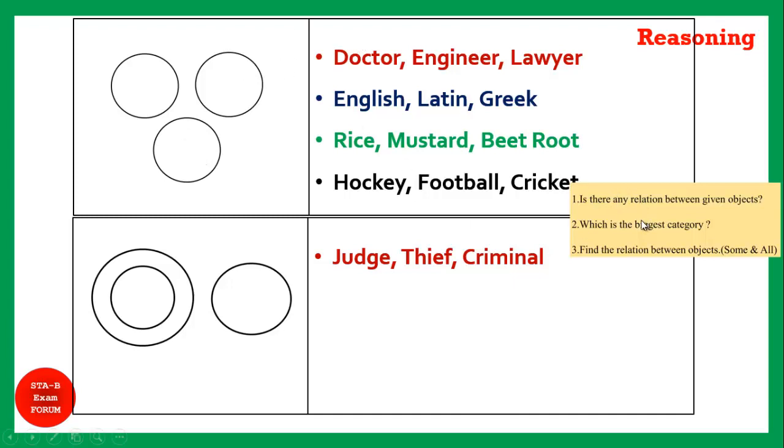So we come up with the next question, which is: which is the biggest category? Here criminal is the biggest category, and between judge and thief, and judge and criminal, there is no relation. So this separate circle is your judge. Judge cannot be thief, judge cannot be criminal. Again, I am saying that don't go for the exceptional cases.